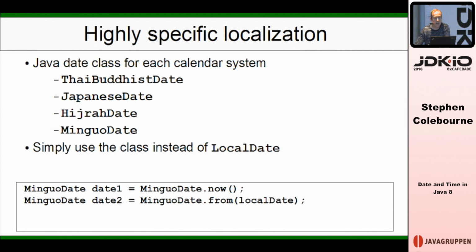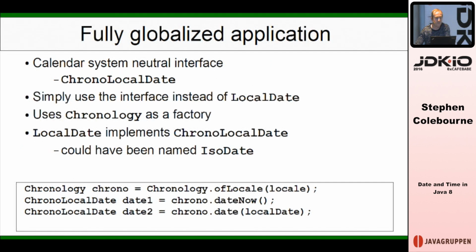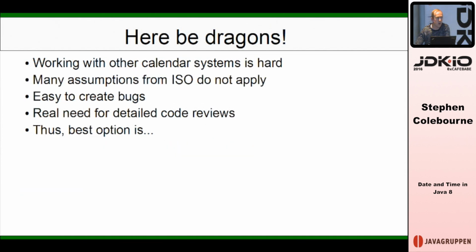So there's a separate class for each calendar system, so you can represent the date specifically, but in most cases, just use LocalDate. There are interfaces, ChronoLocalDate, but again, generally, you would want to use LocalDate and ignore these. Because all of this is really hard.